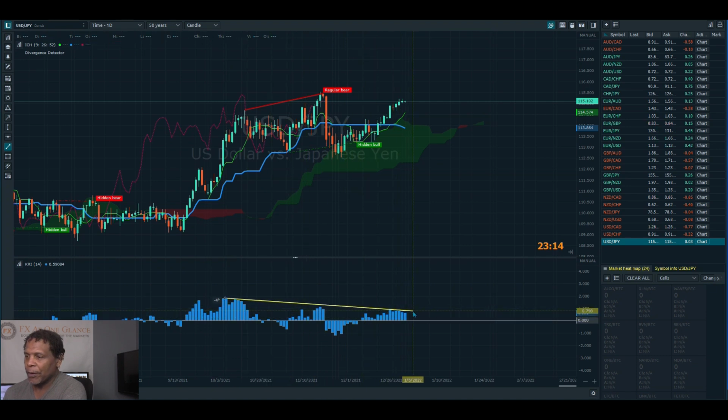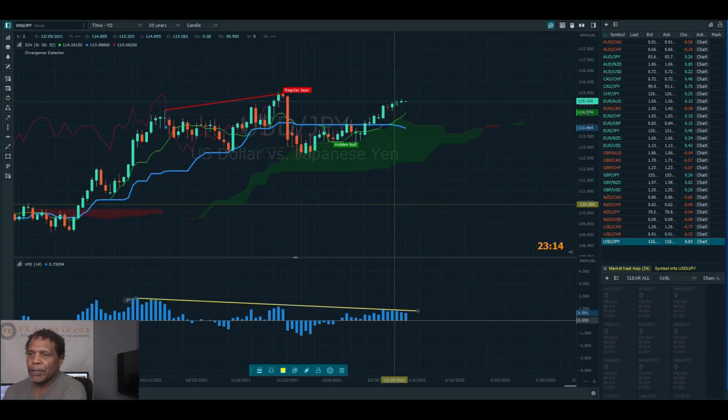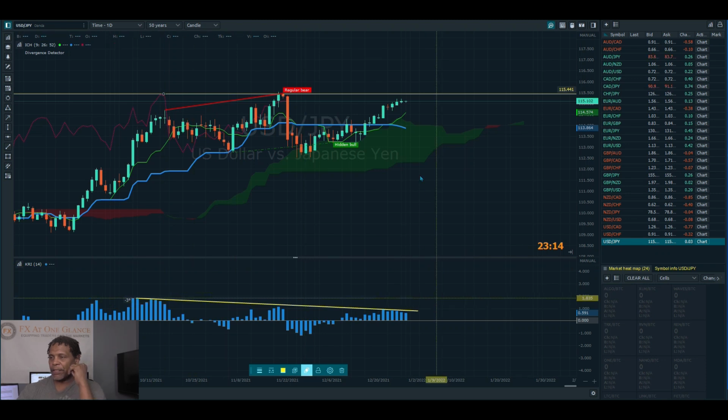Look at this divergence here. I don't really play divergence till it gets to a level. For me, the level has to be maybe this double top right here. So if we push back up to this level here and we got this divergence, I'm probably looking for the market to drop at that point.